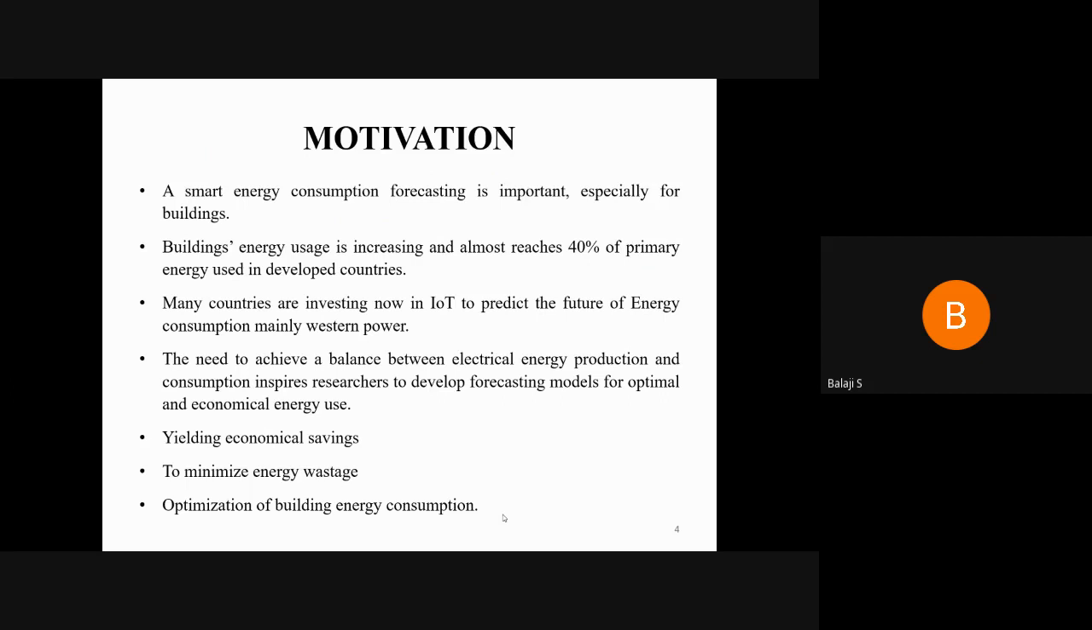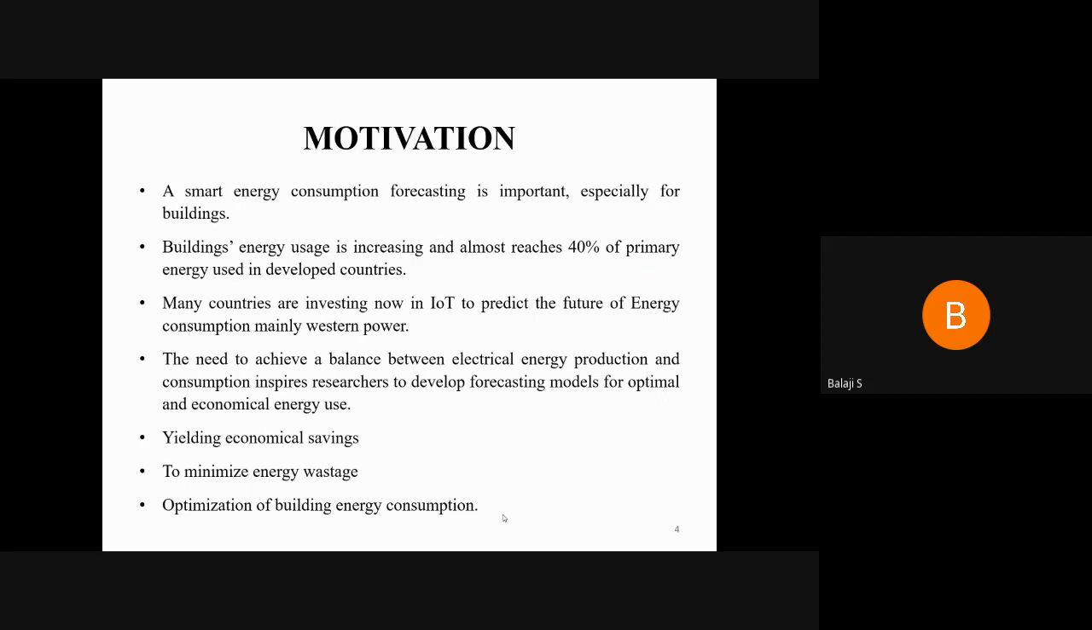Smart energy consumption forecasting is very important, especially for buildings. Buildings' energy usage is almost 40% of the primary energy used in developing countries. Many countries are now investing in IoT to predict the future of energy consumption, mainly Western power.